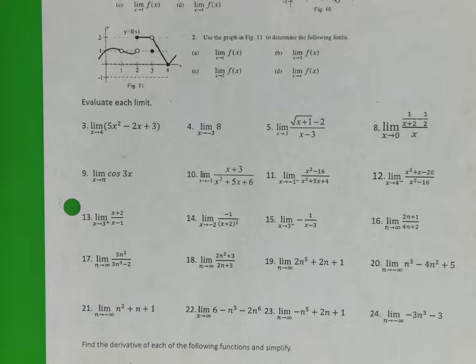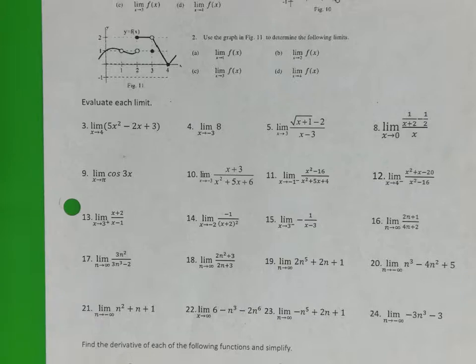Number 8. If I input 0 there, I get what in the denominator? 0. So I'm going to have to find a common denominator on it. Okay? Number 9. Can you directly input pi into x? Yeah, can you tell me the cosine of 3 pi? Yes, that is -1.